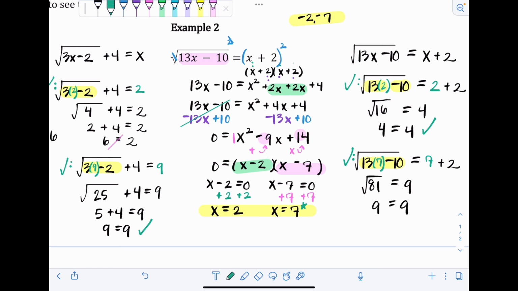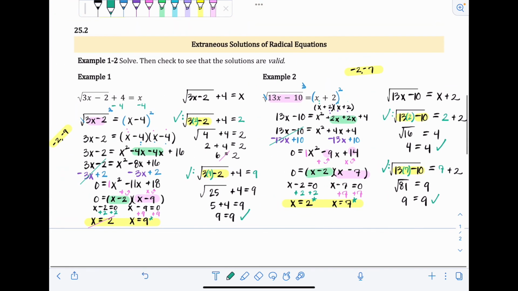So both of these worked. So in this case, both answers are perfectly valid. They're perfectly fine. There's no extraneous solutions here. And that just sometimes happens. So sometimes there can be no extraneous solutions. Sometimes there's one. Sometimes there's two.